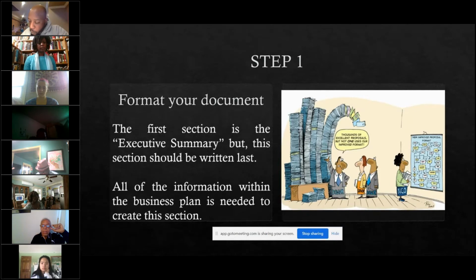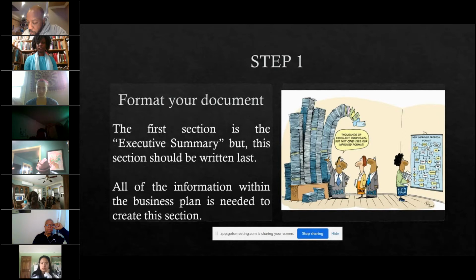So in a business plan, normally the executive summary is the first thing in the business plan when you open up the document. But guess what? Your executive summary really should be the last thing you write, because your executive summary is collecting all of the data that's in the business plan and summarizing it initially as an introduction.